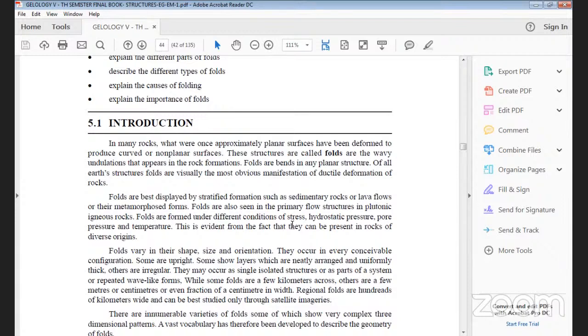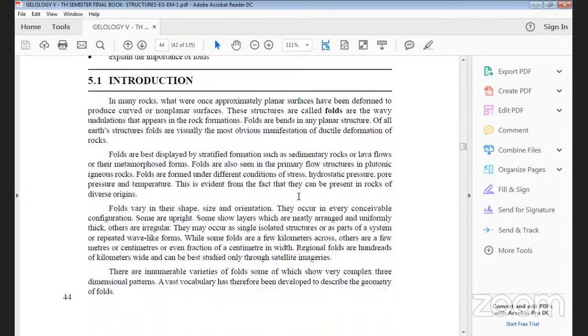And these folds, in general terms, we call wavy undulations. It looks like a wavy undulation structure in different rock formations. Such wavy undulation formations we call fold formations. All of these surfaces which have folds, visually, most of the obvious manifestations we will see in stratified formations of the rocks.